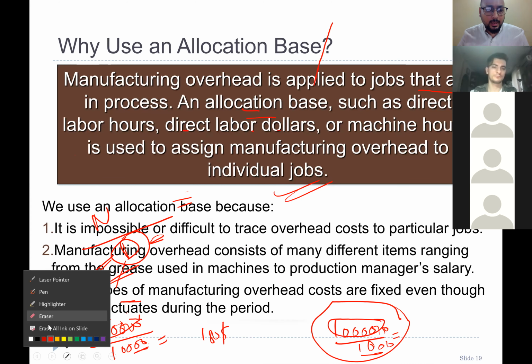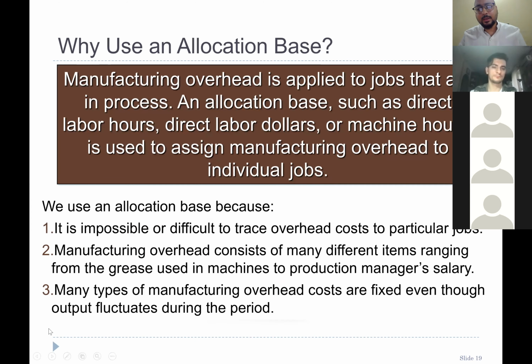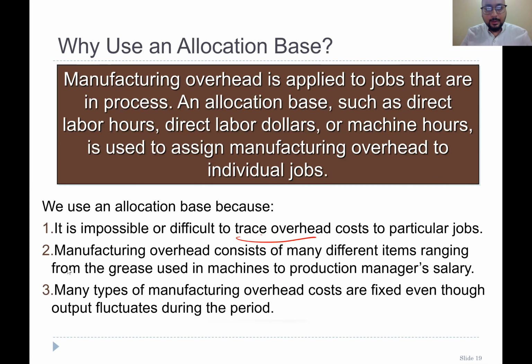So why use the allocation base? Because it is impossible or difficult to trace overhead rate to a particular job. Manufacturing overhead consists of many different items ranging from grease used in machines to the production manager's salary. So many types of manufacturing overhead are fixed, even though output fluctuates during the period. This is one and the same thing that we are discussing here.